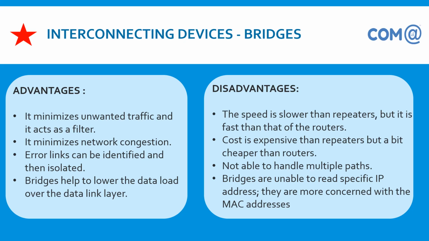Disadvantage: the speed is slower than the repeaters because it performs some information processing in the device, so it takes another fraction of a second. So compared to repeaters, it is slower, but it is better for your network data, where it will not have that many errors or signal loss.